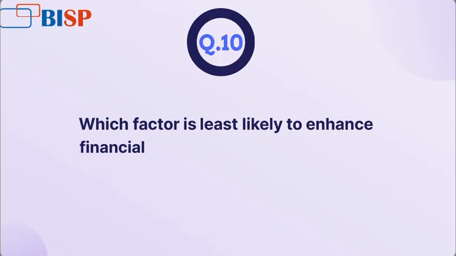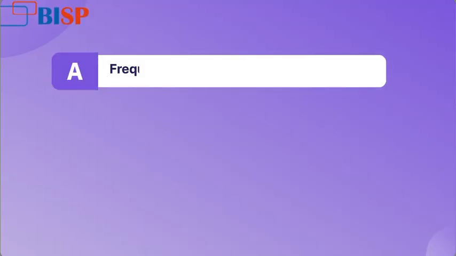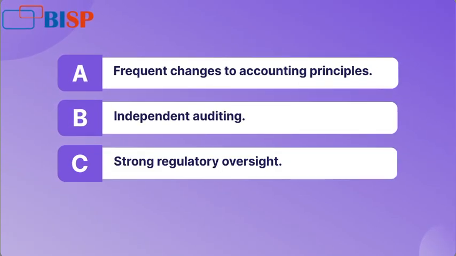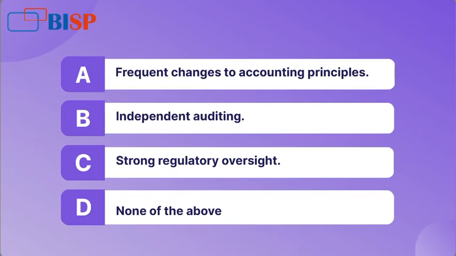Which factor is least likely to enhance financial reporting effectiveness? A. Frequent changes to accounting principles. B. Independent auditing. C. Strong regulatory oversight. D. None of the above.